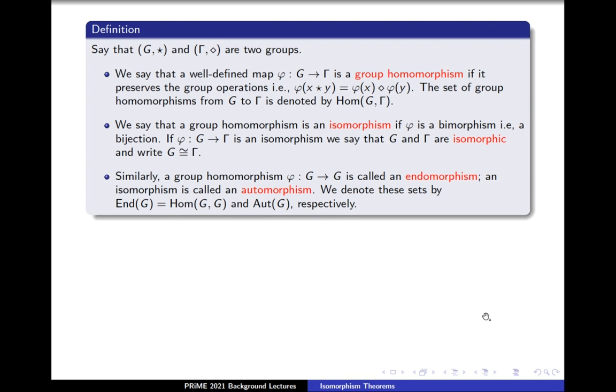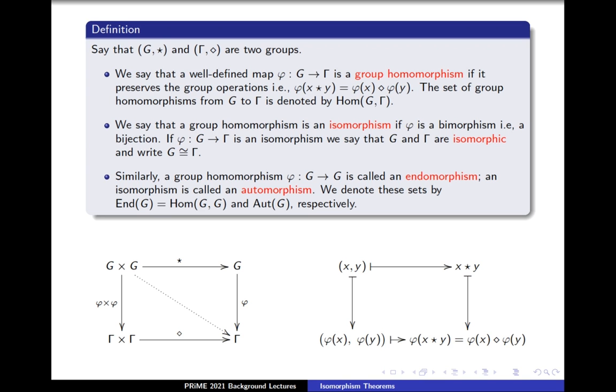Similarly, a group homomorphism phi from G to itself is called an endomorphism. An isomorphism in this case is called an automorphism. We denote these sets by End of G, which is the same as Hom from G to G, and by Aut of G, respectively.